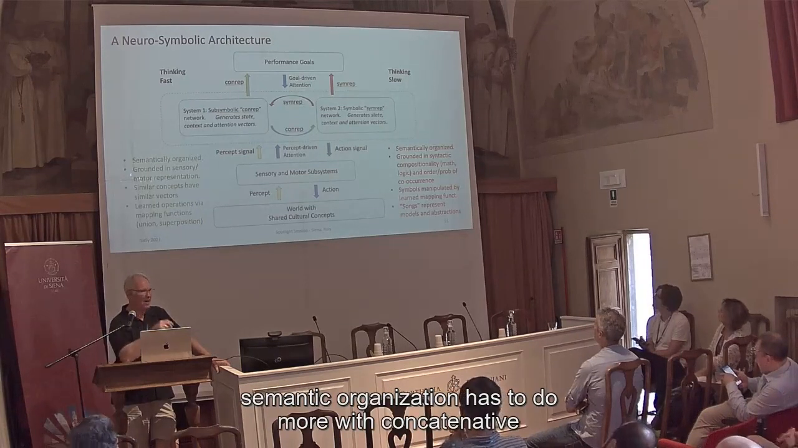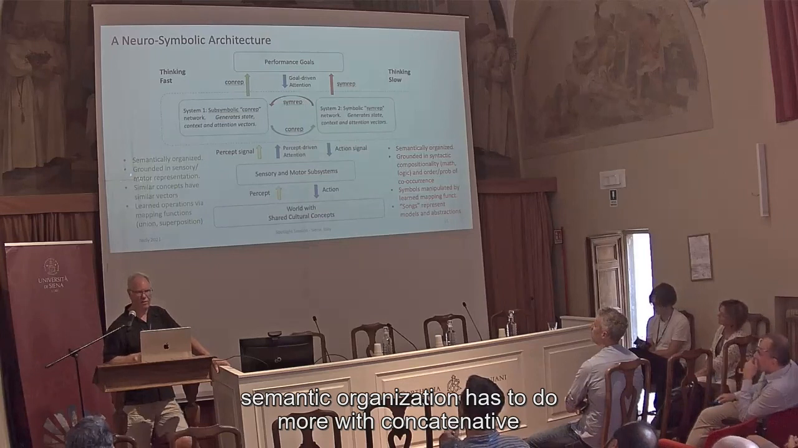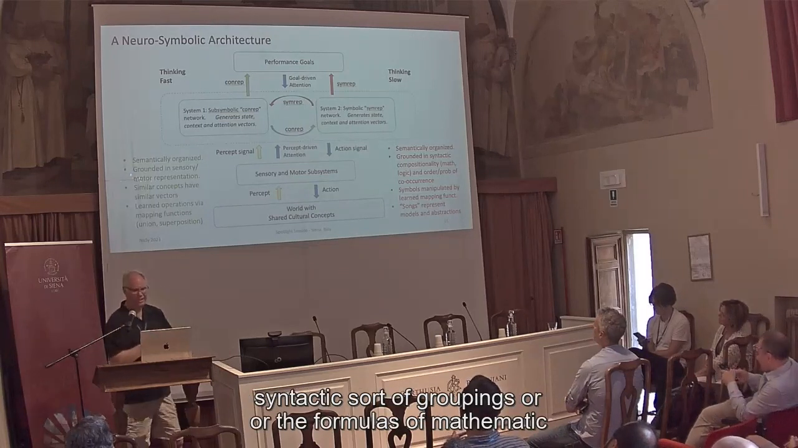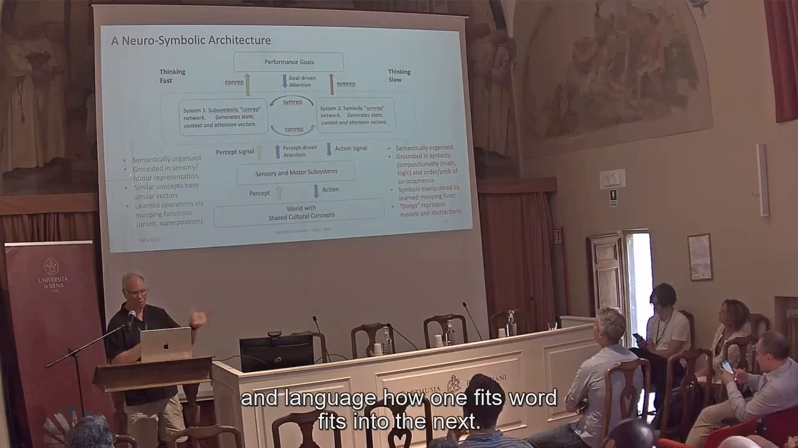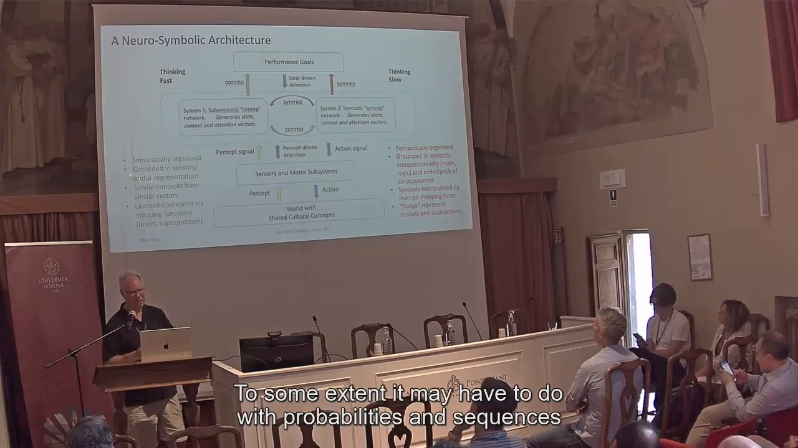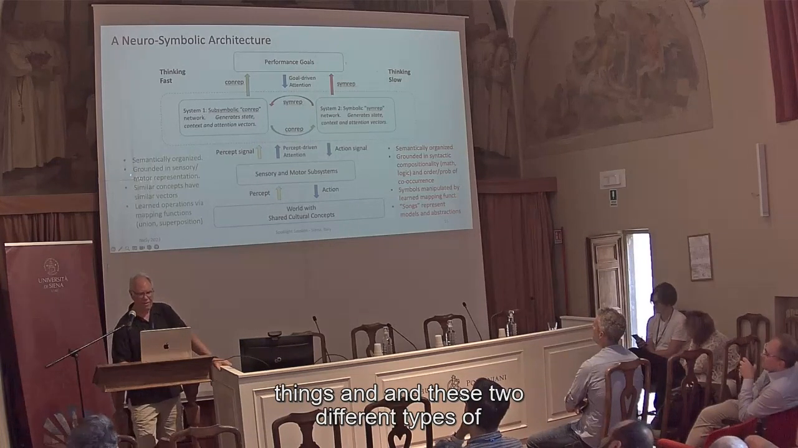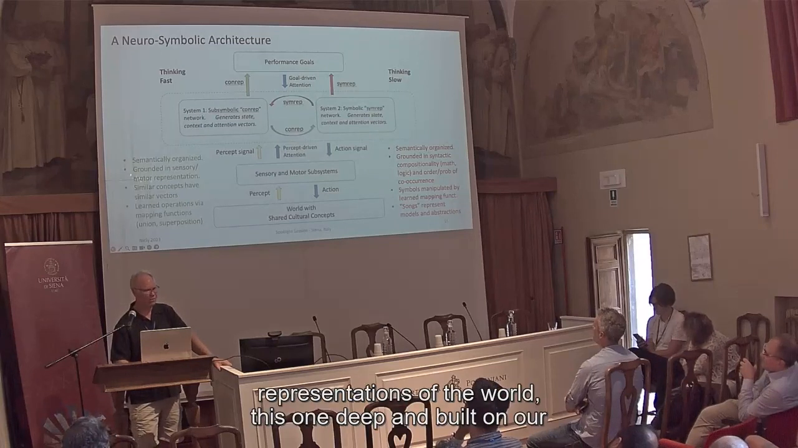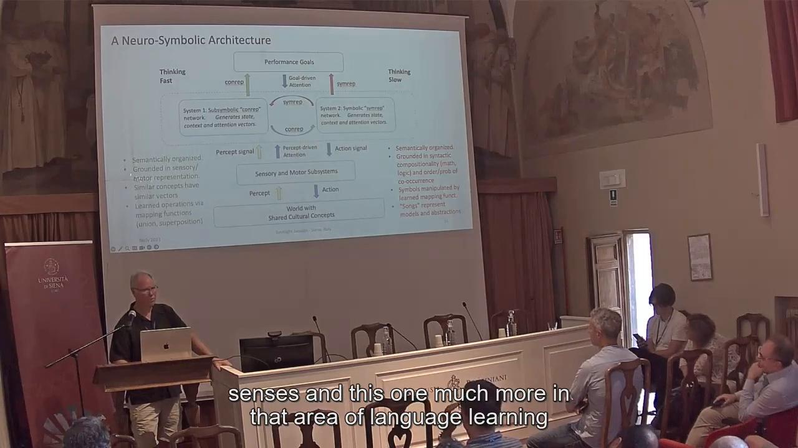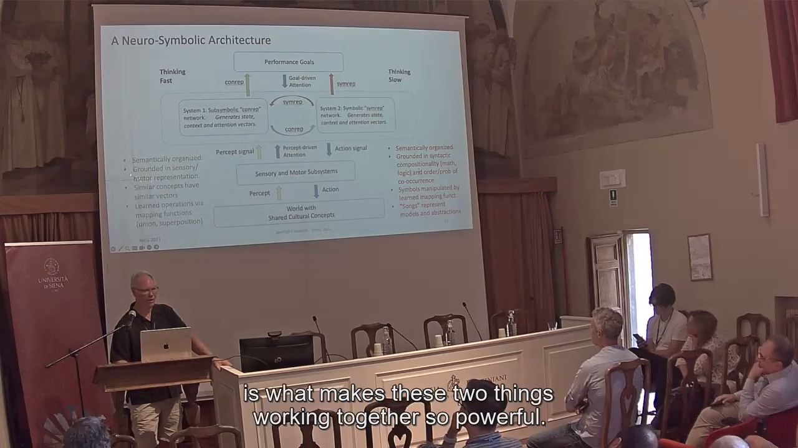do more with concatenative syntactic groupings or the formulas of mathematics and language, how one word fits into the next. To some extent, it may have to do with probabilities and sequences and order and that type of thing, but it also has a lot to do with the rules of these things. And these two different types of representations of the world, this one deep and built on our senses, and this one much more in that area of language and learning, is what makes these two things working together so powerful.